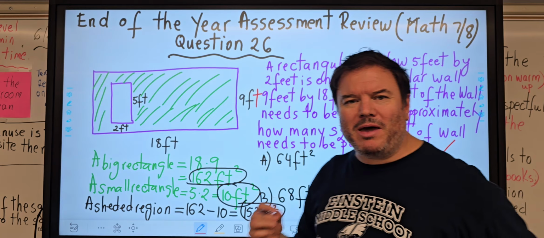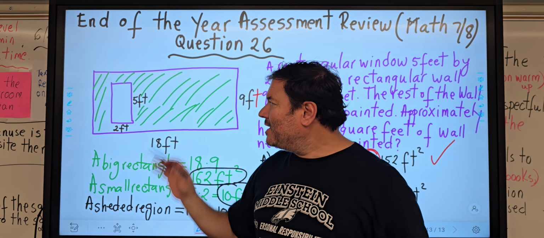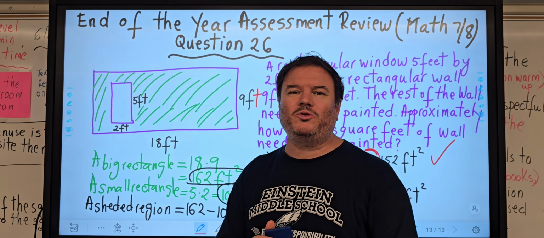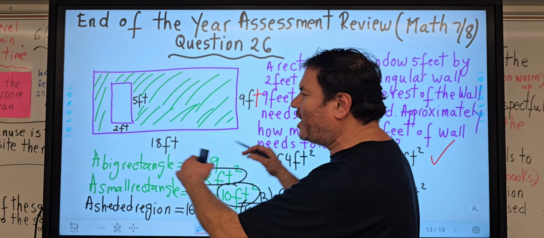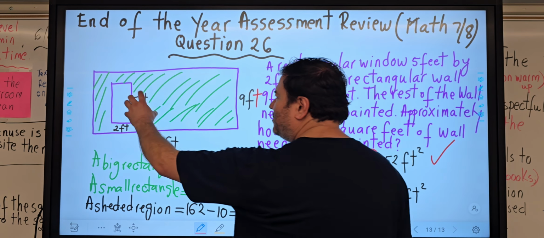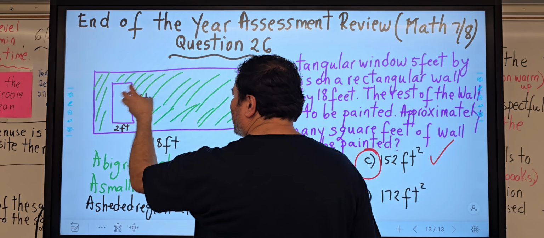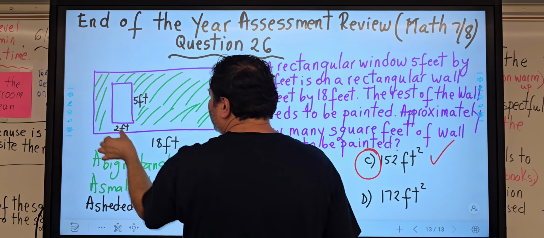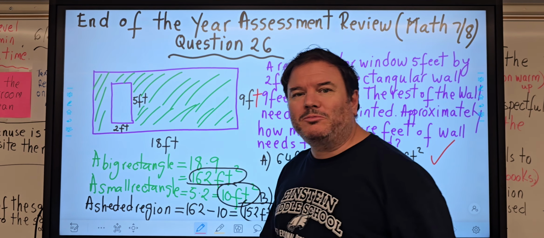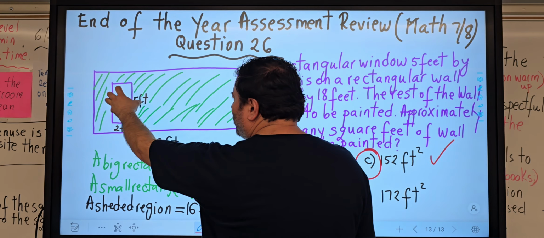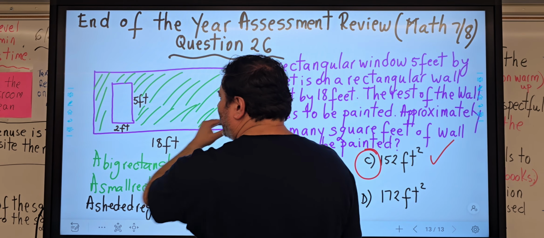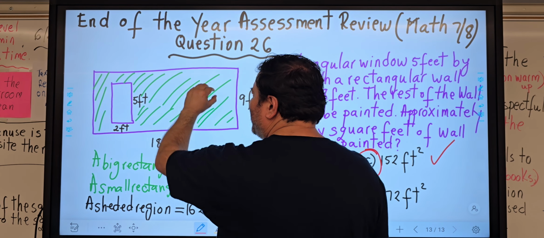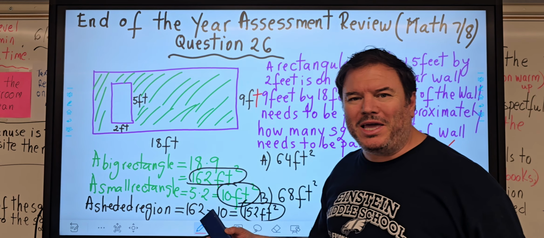Again, please remember, if we have a type of problem like that, this is a very common problem in geometry, where they give us a larger shape, and then they give us another shape inside that shape, and then to find the shaded region, except that window, we have to subtract the area of the window from the area of the entire wall to just find the area, in this case, that needs to be painted.